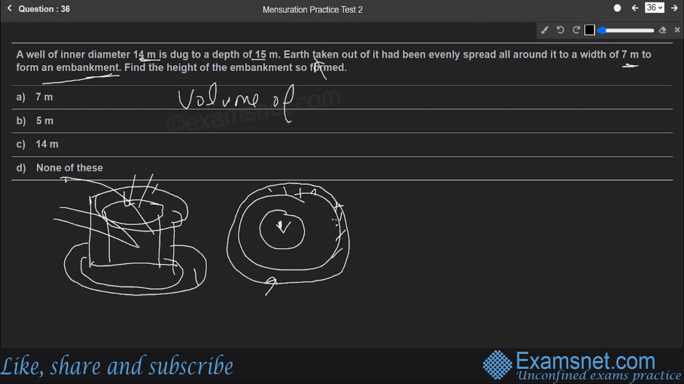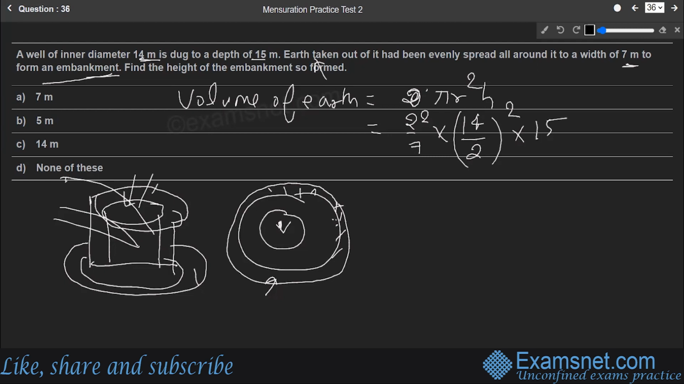So what is the volume of the earth removed? Volume of earth removed is equal to pi r square h, that is the volume of a cylinder. We have got all the values. 22 by 7, radius of the well, and the inner diameter was 14, so the radius would be 14 by 2, squared, into height. Till what depth has it been dug? It has been dug to 15 meter. So this is the volume of the earth being removed. If we calculate, this comes out to be 2310 meter cube.